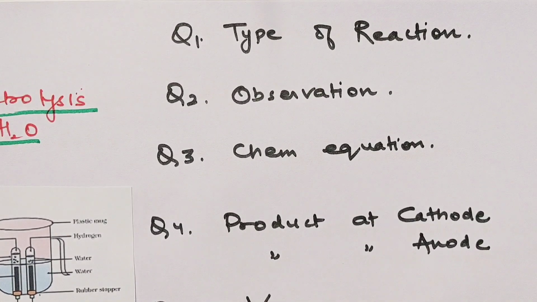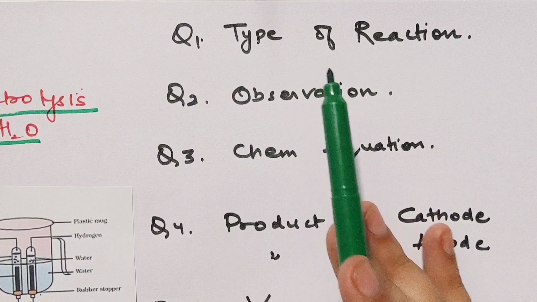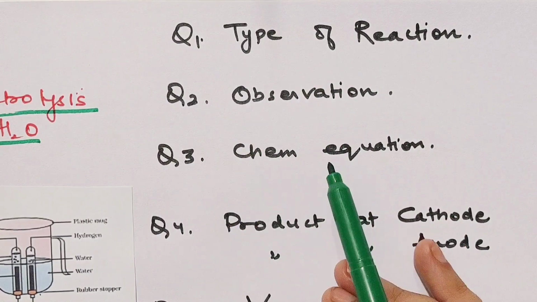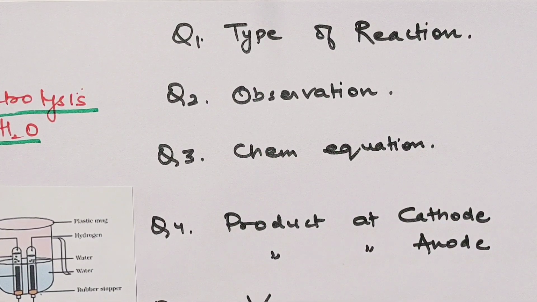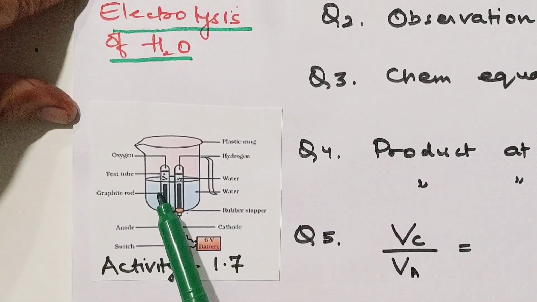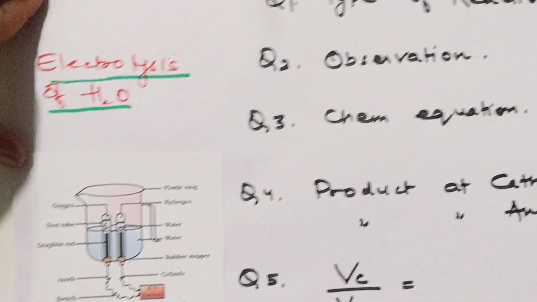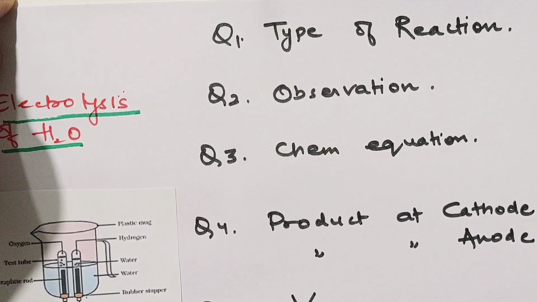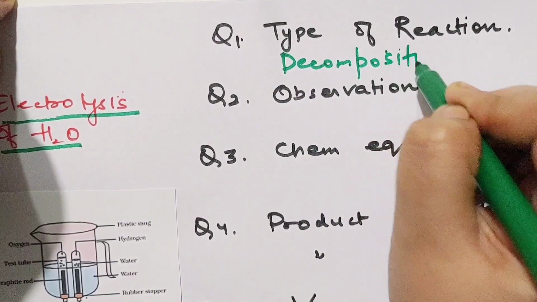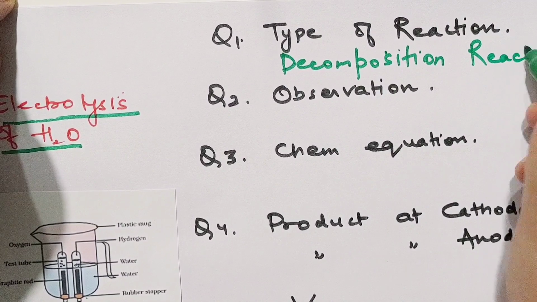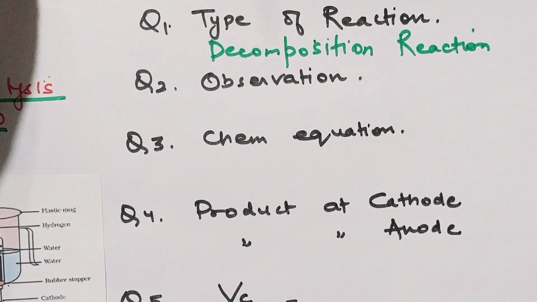First of all, the type of reaction. Here also you have just one reactant, and that is your water, nothing else. One reactant, and energy is being given in the form of electricity, so that means it's an endothermic reaction. One reactant giving 2 products, and the 2 products are being produced on 2 different electrodes. So one reactant, water, giving 2 products upon passing electricity is a clear indication that it's a decomposition reaction. The reaction obviously is also endothermic.